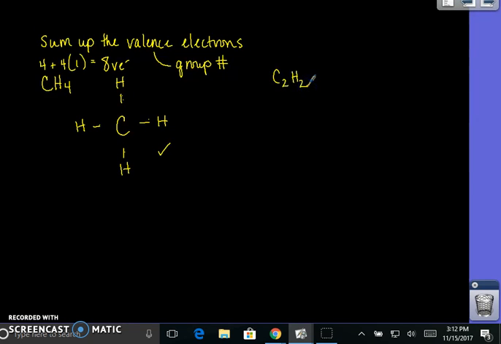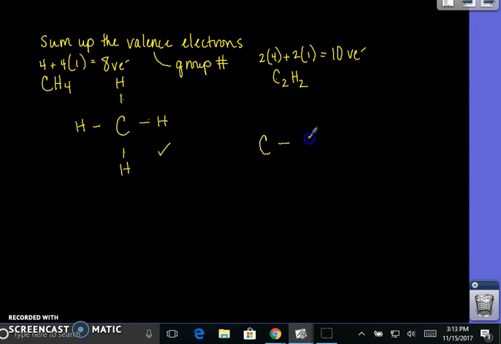C2H2. First things first, I need to sum up the valence electrons. Carbon is in group 4, and there are 2 carbons, so 2 times 4. Hydrogen is in group 1, there are 2 hydrogens, so 2 times 1. So 2 times 4 is 8, plus 2 is 10. We have 10 valence electrons. Much like I did with methane, I'm definitely going to put the hydrogens on the outside because they can only form 1 bond. So always put the hydrogens on the outside. They are never going to be in the middle.